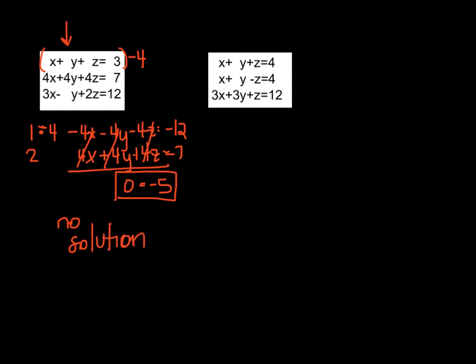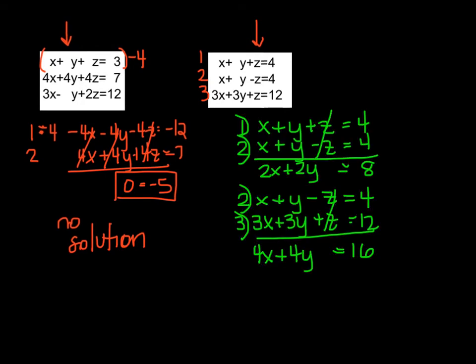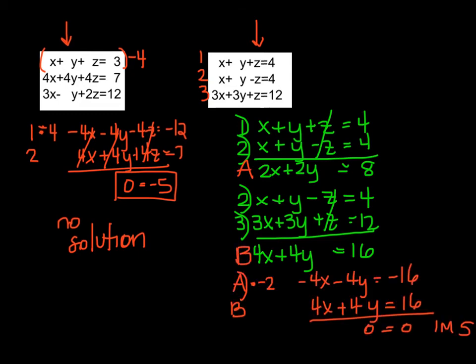So I'd like you to pause and try this one. I believe if you take 1 and 2 and 2 and 3, you can automatically cancel out the z's. There's your beginning. Pause, please, and work through it. So if I just add 1 and 2 together, I get this. If I add 2 and 3 together, I get this. I'm now going to multiply this equation by negative 2. This is my A. This is my B. This will give you an IMS solution, infinitely many solutions.